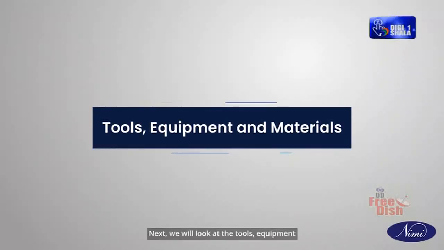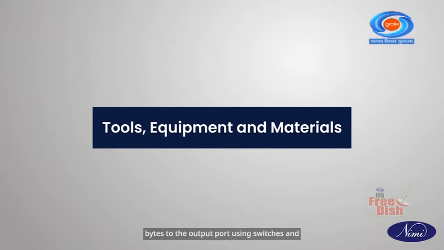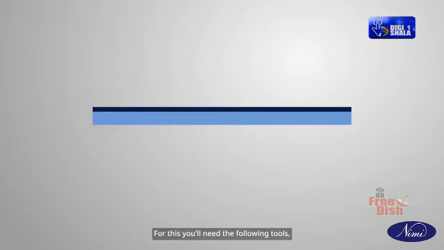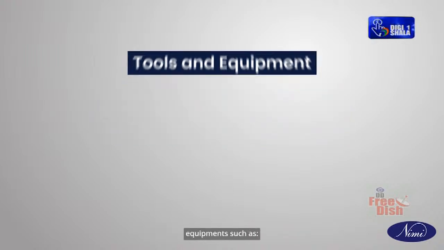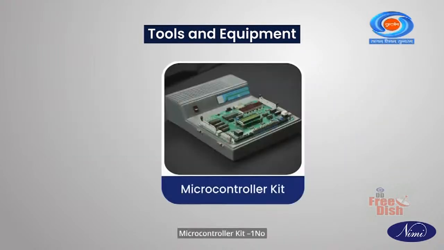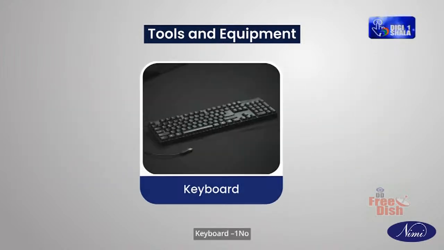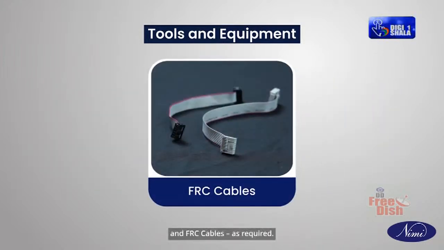Next, we will look at the tools, equipment, and materials needed to check the reading of an input port and send the received bytes to the output port using switches and LCD with an 8051 microcontroller. For this, you will need the following tools and equipment: microcontroller kit 1 number, keyboard 1 number, and FRC cables as required.